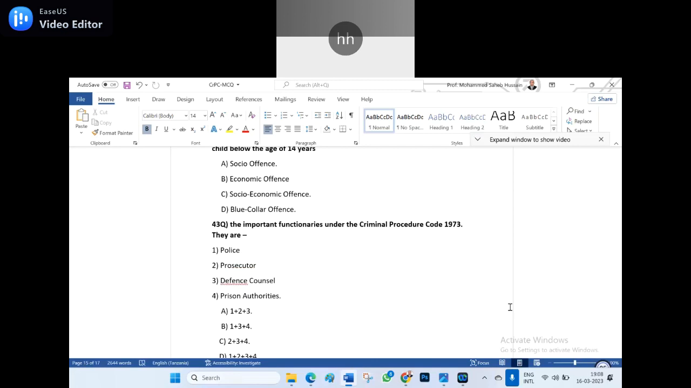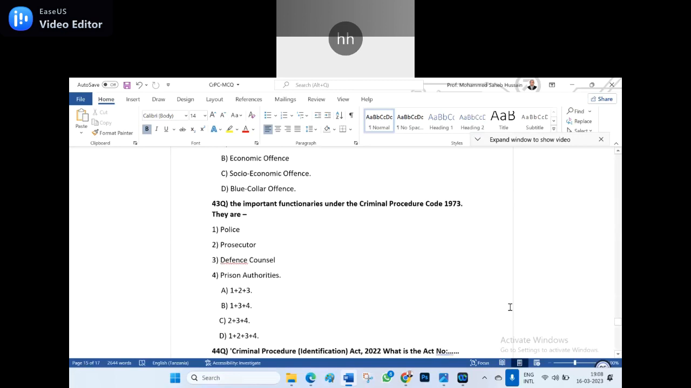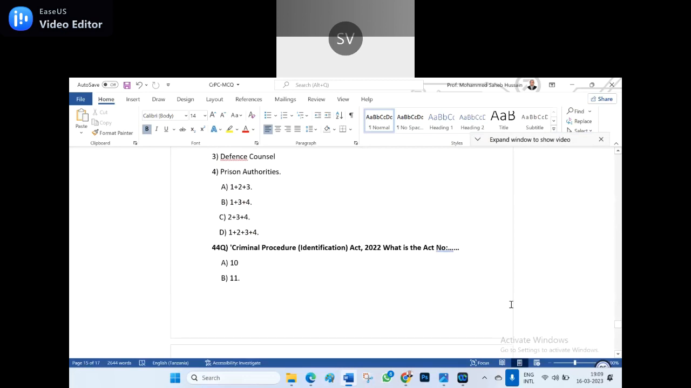They are: number 1, police; number 2, prosecutors; number 3, defense counsel; number 4, prison authorities. Now let us see the options. A, 1 plus 2 plus 3; B, 1 plus 3 plus 4; C, 2 plus 3 plus 4; D, 1 plus 2 plus 3 plus 4. Option A means the fourth one is not there. The fourth one is also there. So the answer is D, 1 plus 2 plus 3 plus 4.